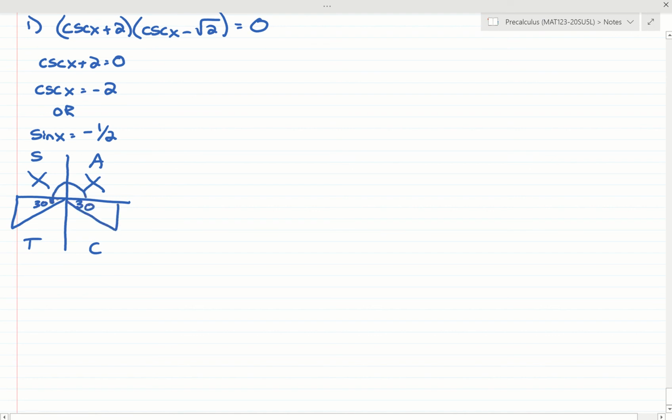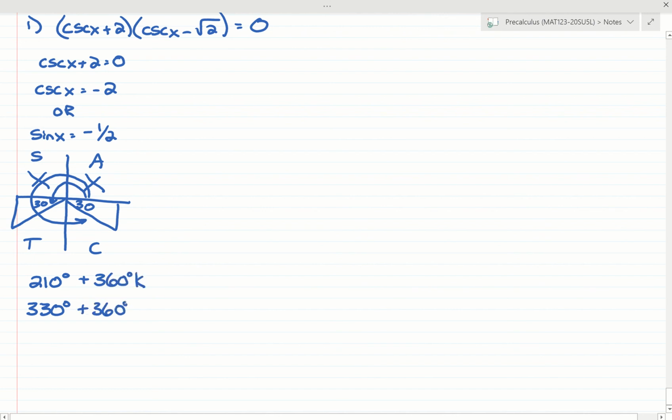which would be this angle, which is 180 plus 30, and this angle, which is almost a full circle, but 30 degrees short. And because we're looking for all the values, we would write plus 360k.